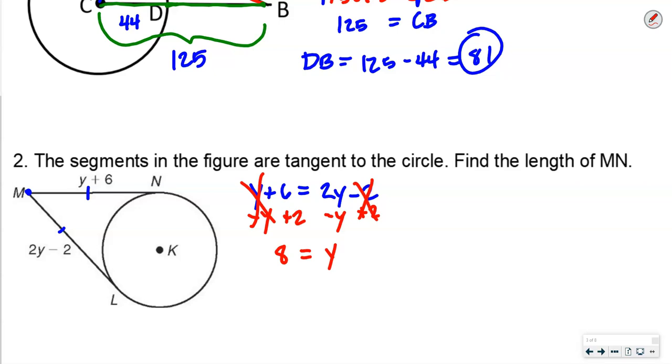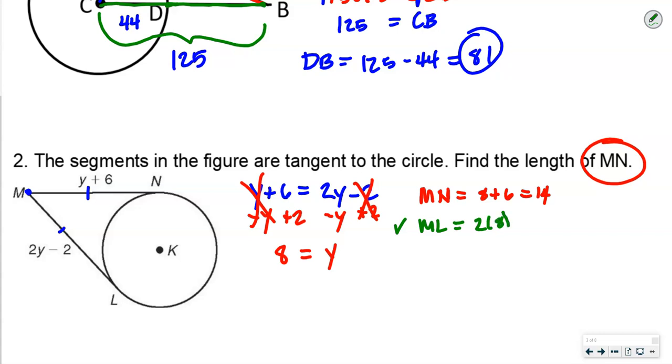Now, what we noticed with the quiz is that the most common error was people didn't plug things back in. So this is asking us for the length of MN. So to find MN, we're going to plug the 8 back into the equation. So that's going to be 8 plus 6, which is equal to 14. Okay, and then I'm going to check it by putting it in the other one. So we're going to find ML as well, just to check and see if we got the right answer, because if they are the same, then we did get the right answer for y. So that's 16. 2 times 8 is 16 minus 2 is 14. So when you can check it, you should.